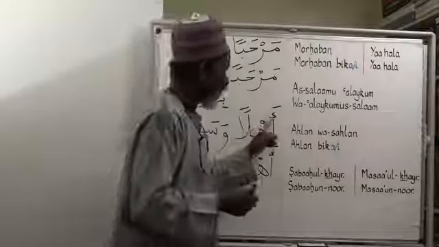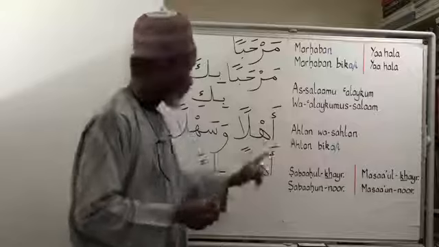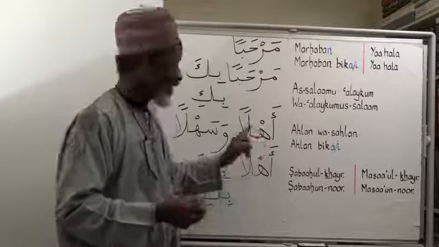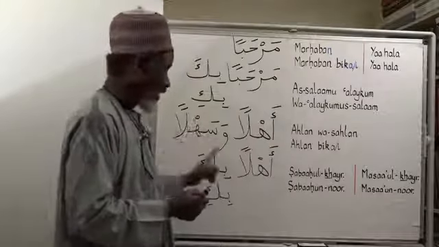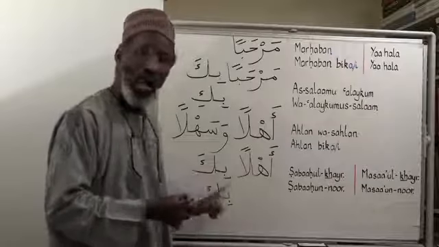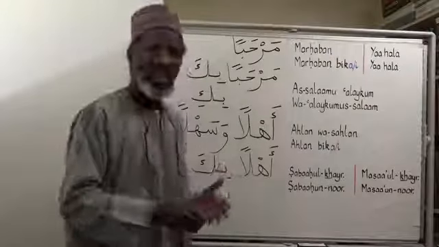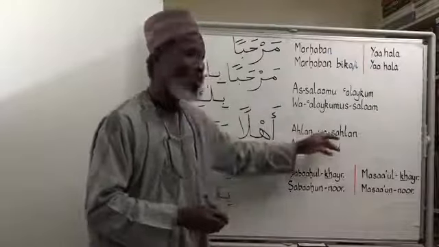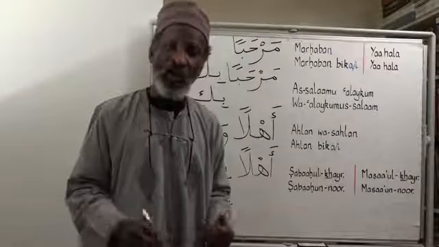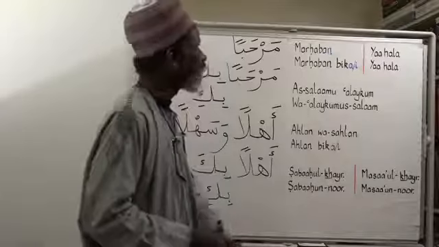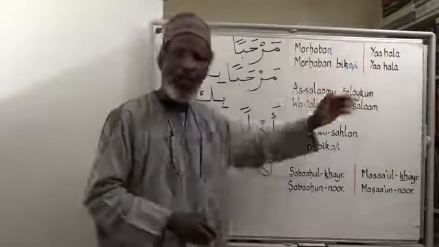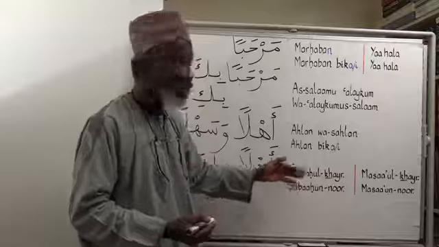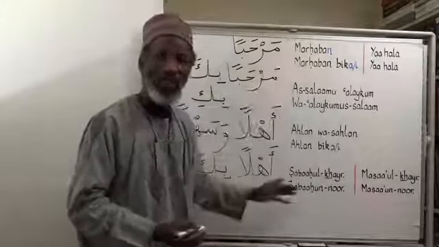So this is Hamza, so just ordinary A. But this H is a soft H. Ahlan wa sahlan. Ahlan bika, ahlan biki. So if I say to you marhaban, you can say back to me ahlan wa sahlan. If I say ahlan wa sahlan, you may respond by saying marhaban or marhaban bika, marhaban biki. So they are interchangeable, you can use them as you like. You can use one for starting, another one for response, either way.